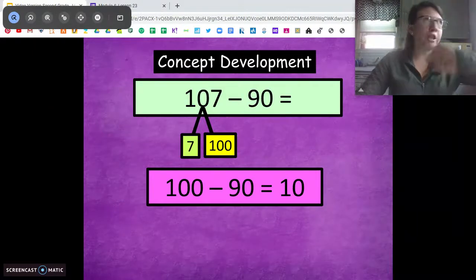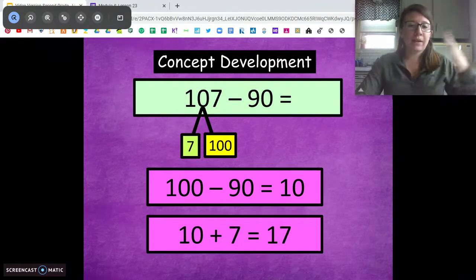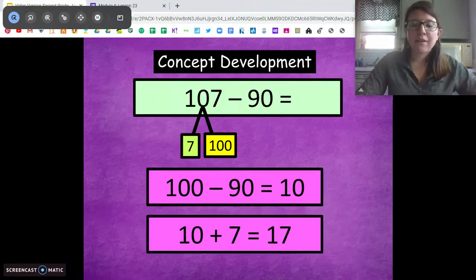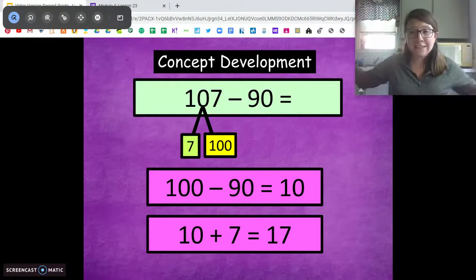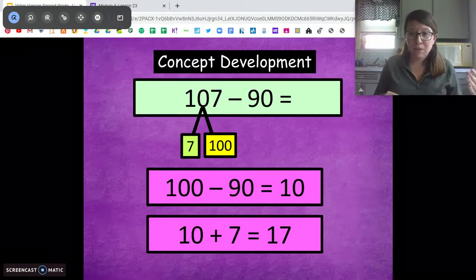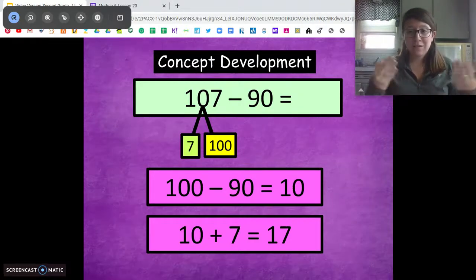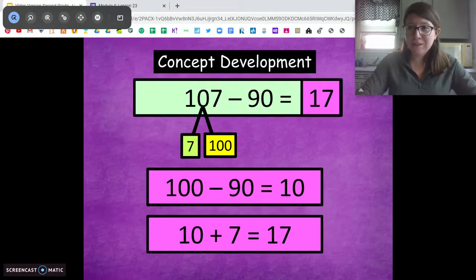Now, our next step, just like we did in the beginning, is to add in those extra ones. So we're going to add the 10 plus the 7, and we get 17. So 107 minus 90, which is a crazy big number, we can break it down in the same way that we break down our smaller numbers and get the answer. So we got 107 minus 90 equals 17. Well, that wasn't so scary, was it?